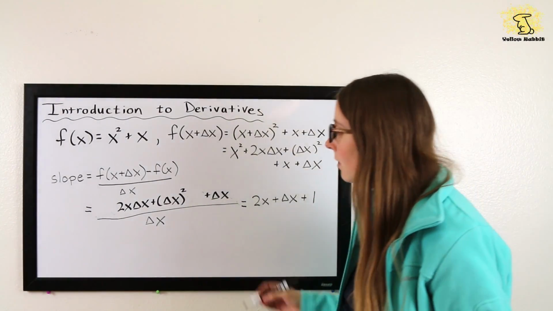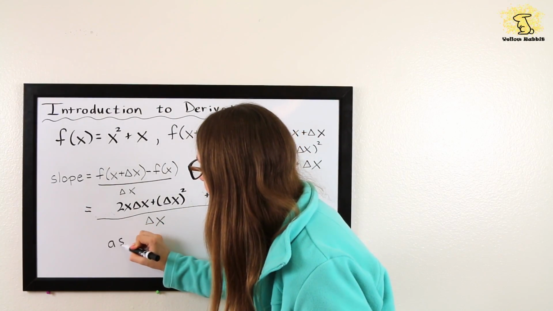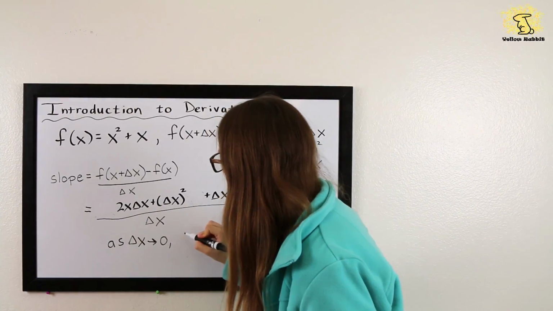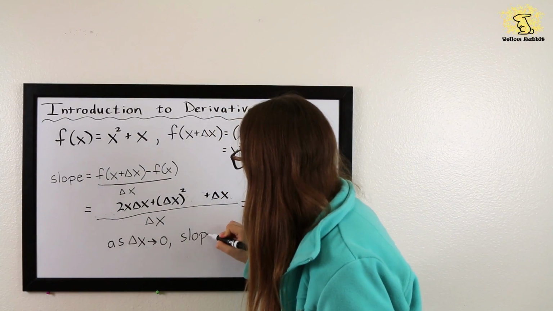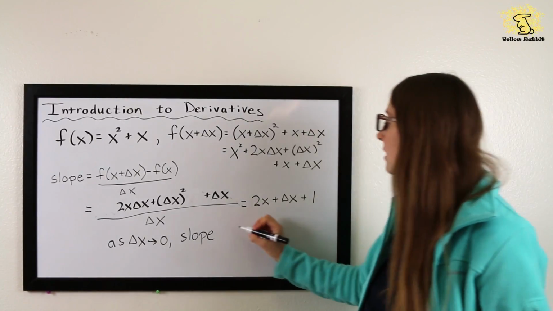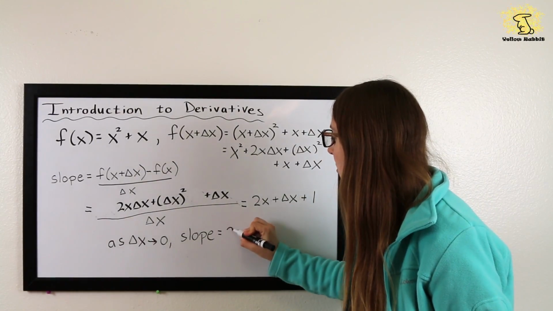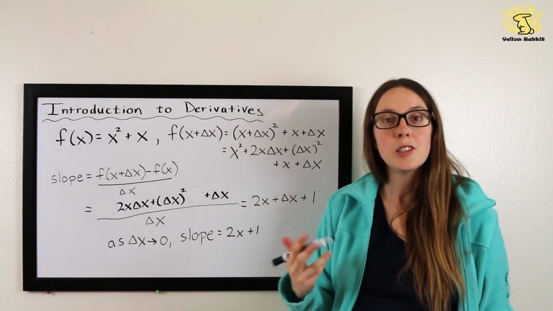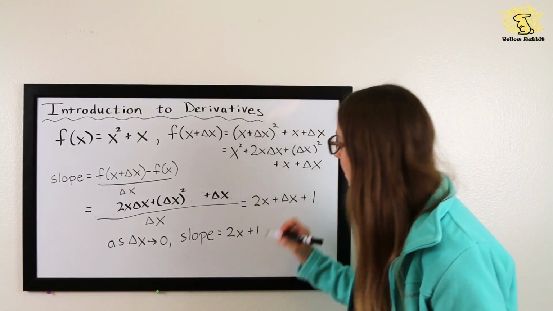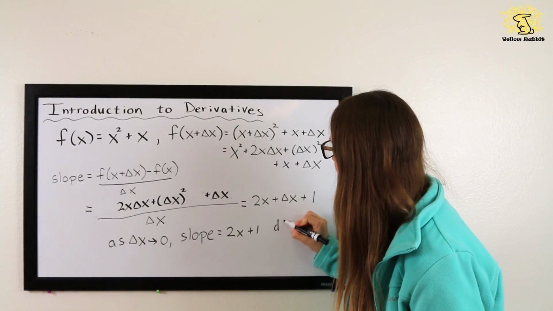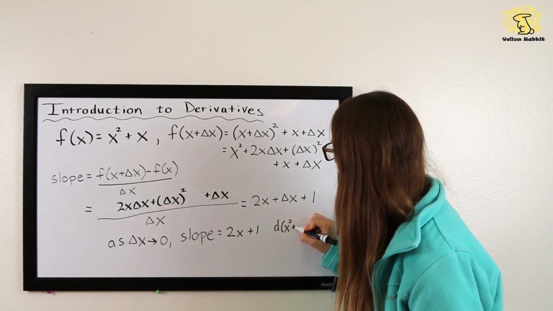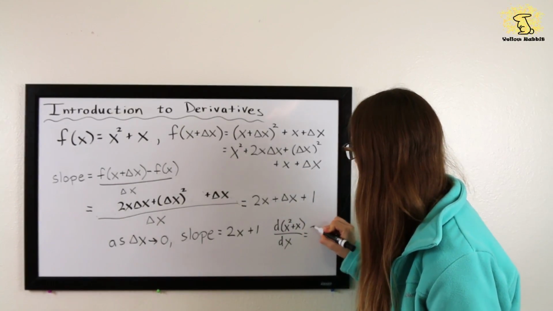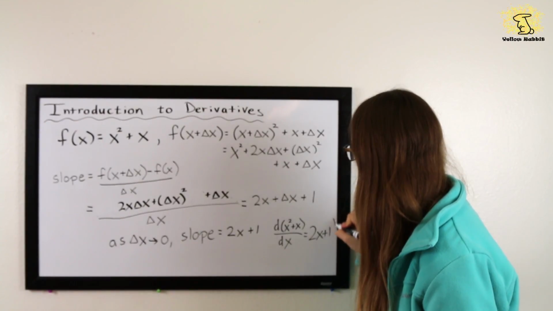Now again, remember, we're taking the limit here as delta x, infinitesimal change, goes to 0. So in this case, as delta x goes to 0, this instantaneous slope will go to 2x plus 1. So what have we done here? We've solved, and we've found that the derivative of x squared plus x with respect to x is equal to 2x plus 1.